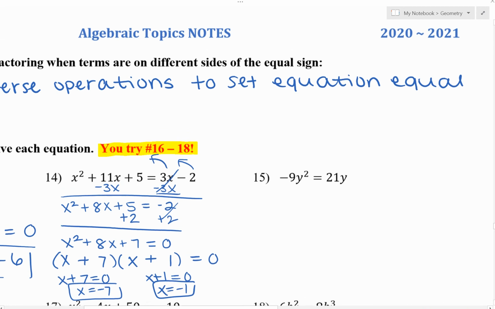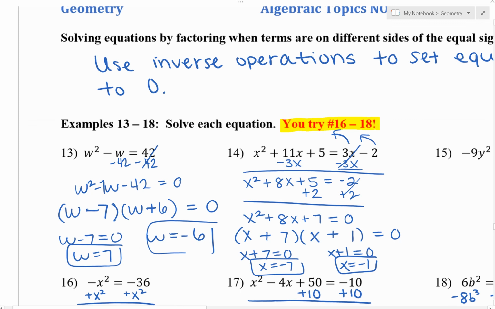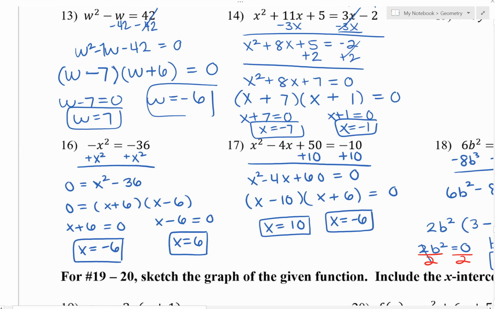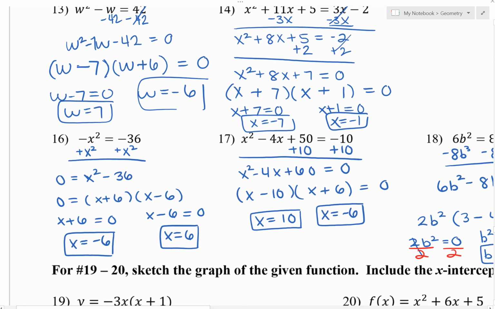So go ahead and try 16, 17, 18. Pause the video here and try those problems. All right, here are those solutions for 16, 17, and 18.